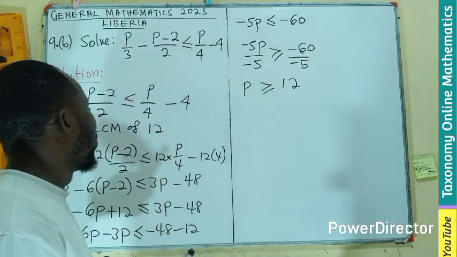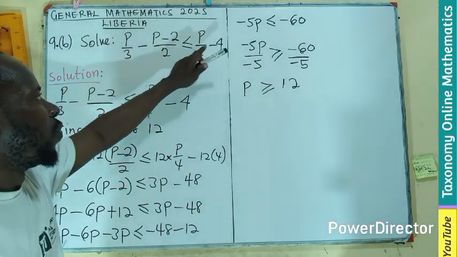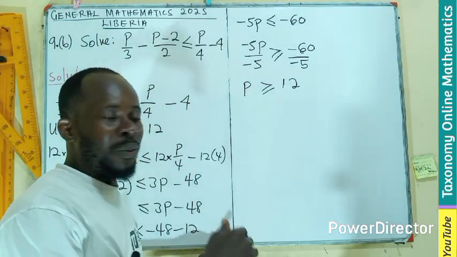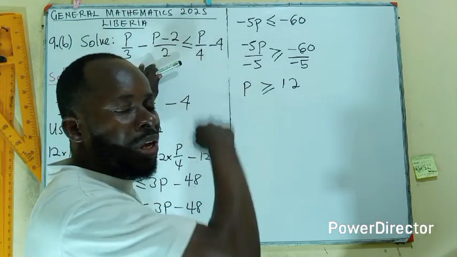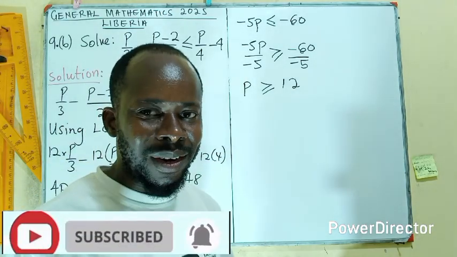12. So the value of p that, when replaced here, will give you the inequality sign to be satisfied, whereby whatever is here will be less than or equal to what is here, is going to be 12. I believe that is well understood.